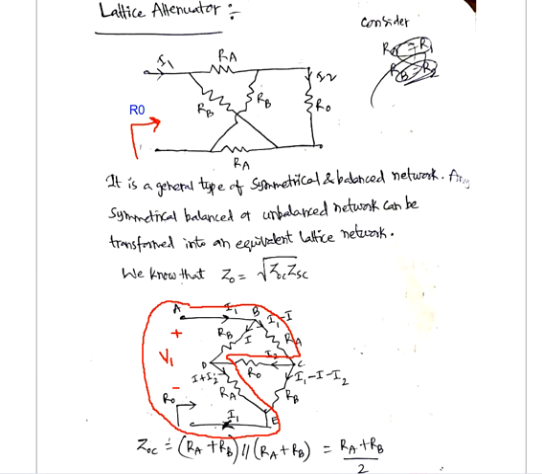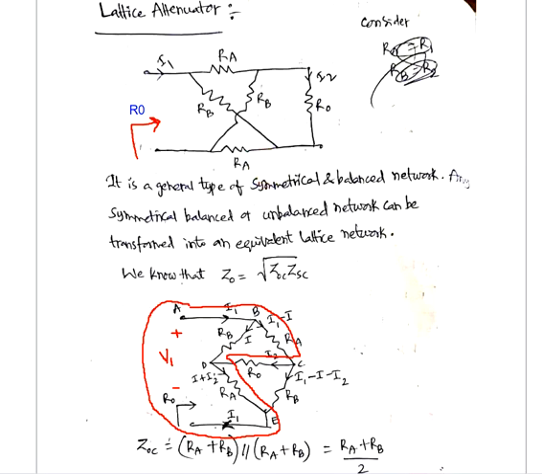Let us see about the symmetrical lattice attenuator now. This has the structure of a lattice and it is symmetrical. You can see that the upper resistance is RA, the lower resistance is RA, and these diagonal resistors are RBs, so they are equal. So this is also a symmetrical attenuator, right? And what are the properties of a symmetrical attenuator?